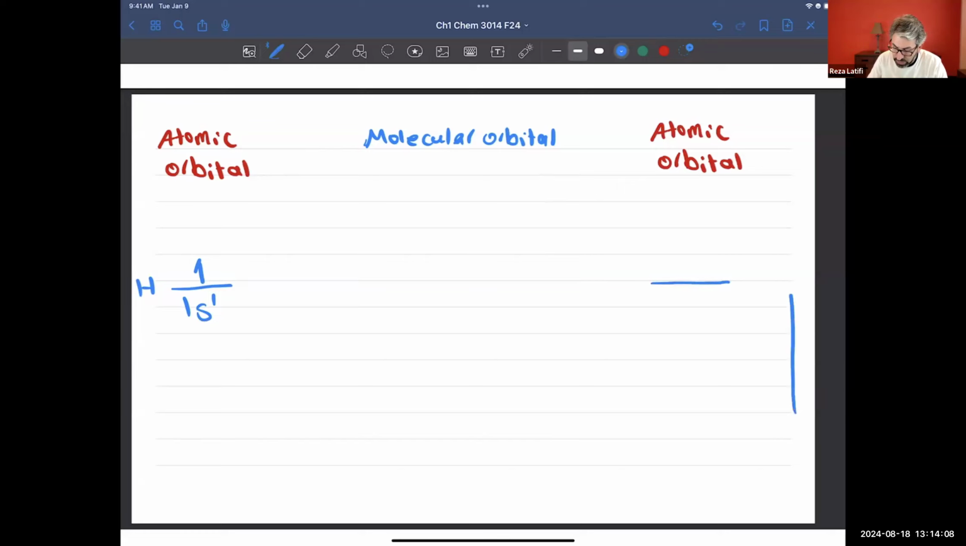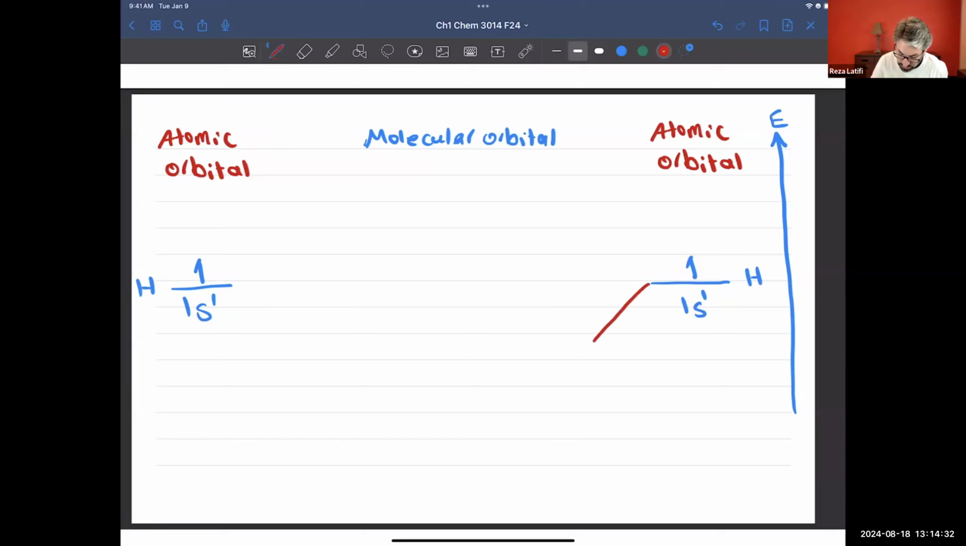As we go up, energy increases. We're going to have one s, that's another hydrogen, and it has one electron in it. These two are going to reach each other. When they reach each other, they will give you two possibilities: constructive interference or destructive interference.